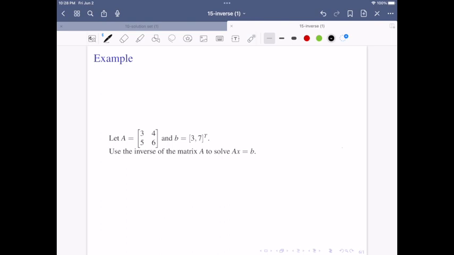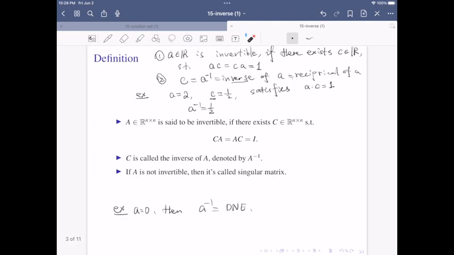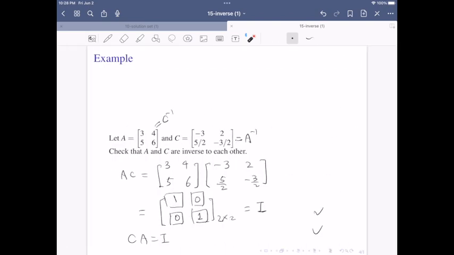Now we're going to solve AX equals B, where A is given as 2 by 2 matrix, exactly the same as this matrix, 3, 4, 5, 6. And we know its inverse. This is its inverse.